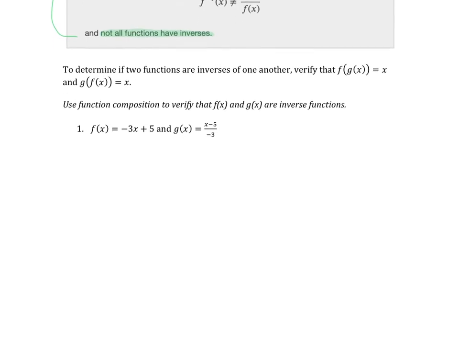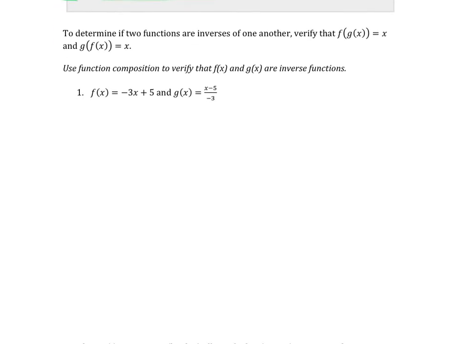The first thing we want to be able to do is use function composition to verify that f and g are inverse functions. To determine if two functions are inverses of one another, you're going to verify that f of g of x is equal to x and that g of f of x is equal to x. So basically when you compose the two functions together and you simplify, you're going to get just x. So let's see if that is the case here.